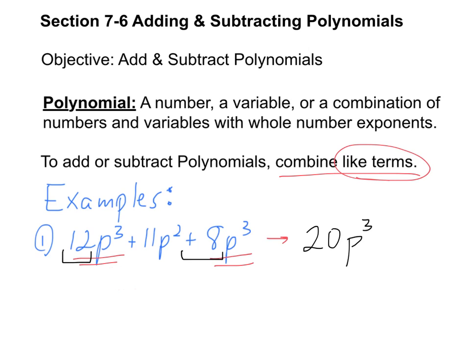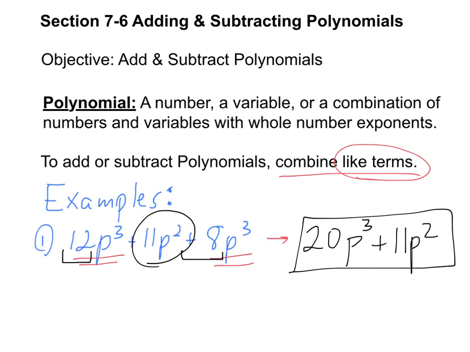Now notice this 11p squared has no other like term to go along with it, so we will call this our solution. So adding and subtracting polynomials is not all that difficult, guys. Find and locate your like terms and then combine them accordingly.